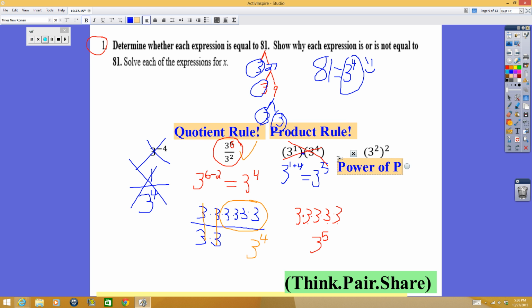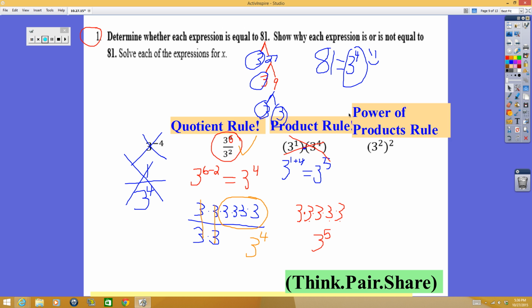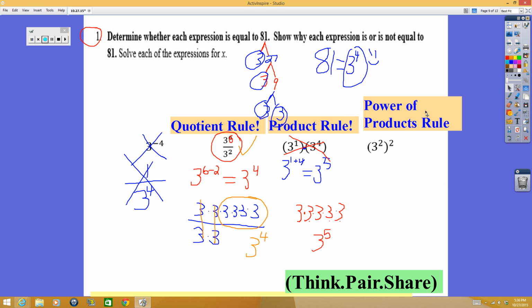Power of products rule. I can't even fit that, it's so long. Anyways, for this one you've got to do your distributive property. It'll be 3 to the 2 times 2, and 2 times 2 is 4. There's an answer.